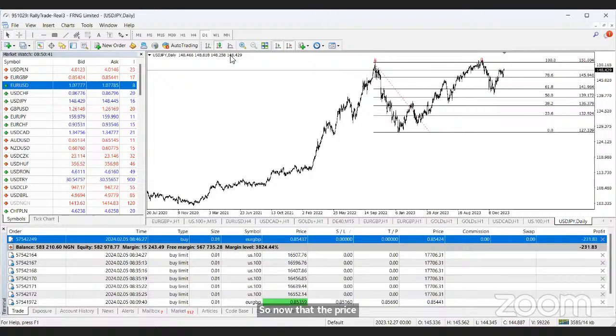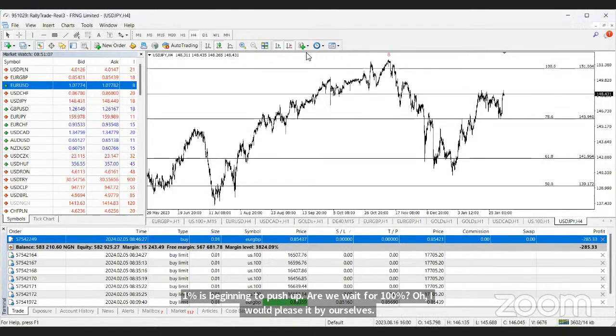So what do we do? Based on Fibonacci retracement levels, after this 100% retracement, the price actually came back to this 61% and is beginning to push up. Shall we wait for 100% or shall we place a buy or sell? Let's go ahead and check H4 for the answer.